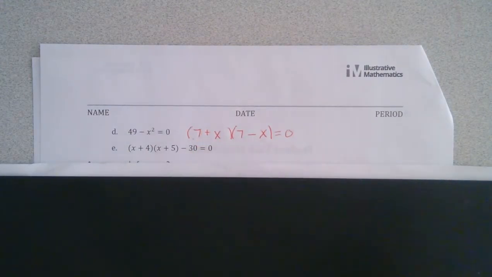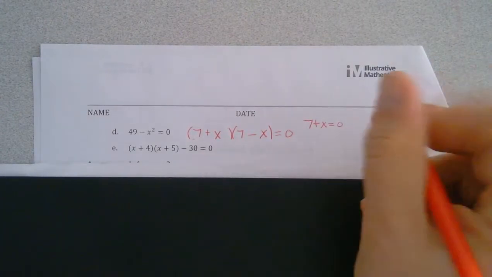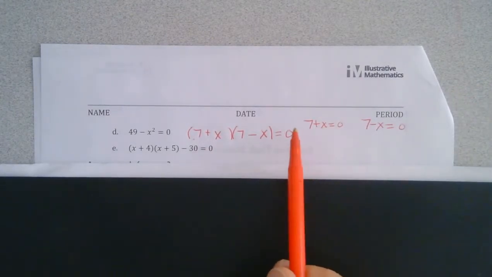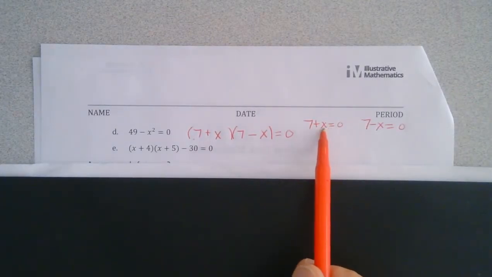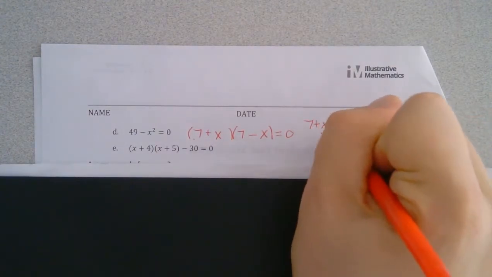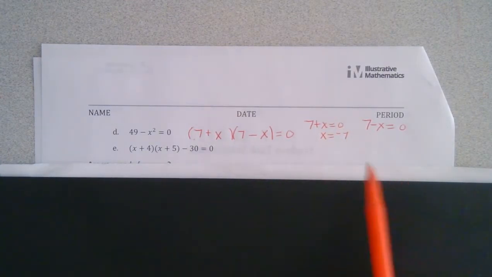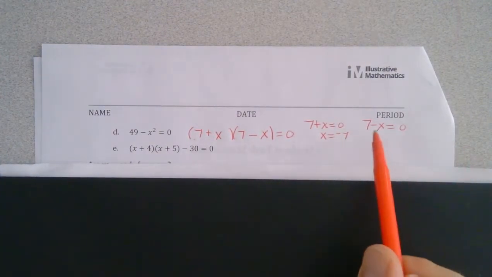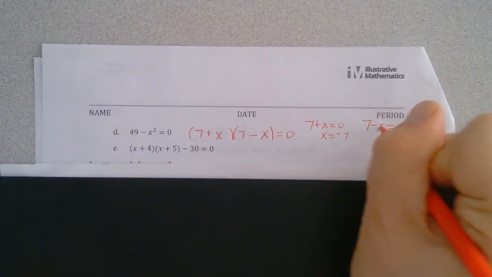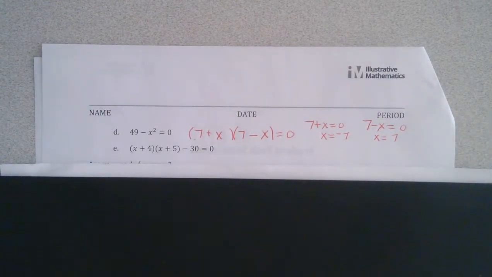And then setting both factors equal to 0, we have 7 plus x equals 0 and 7 minus x equals 0. In solving this, I know that 7 plus negative 7 equals 0. So x is going to equal negative 7 here. And you could subtract 7 from both sides and say 0 minus 7 is negative 7. And then also here, I know that 7 minus 7 equals 0. So if I plug x equals positive 7 there, that would also work.